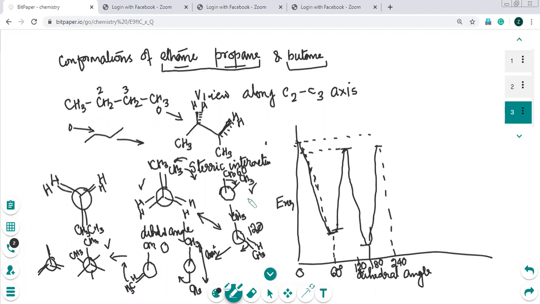And these two forms are called gauche conformation, G-A-U-C-H. It's also called skew, S-K-E-W. All these words will come up. If it comes on the exam, you should not get confused. It's also called skew conformation or gauche conformation. So you have this level of energy, the same as the first; this and this are the same.